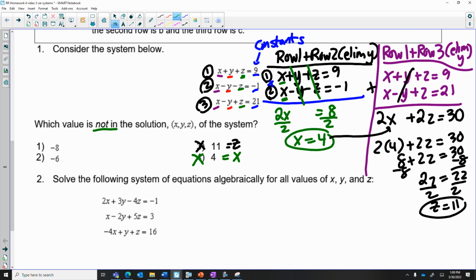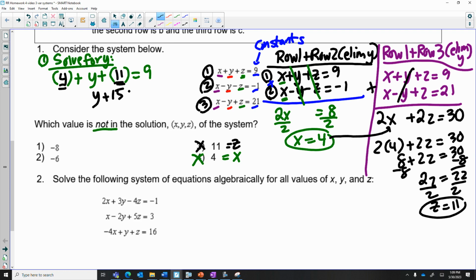So I'm going to go back to equation 1 and plug in what I know in order to solve for y. So I have x plus y plus z equals 9. X is 4. Y we don't know. Z is 11. Let's solve for y. 4 plus 11 is 15. Solve for y. Okay, so I got y equals negative 6. That is choice 2, so that is part of the solution.